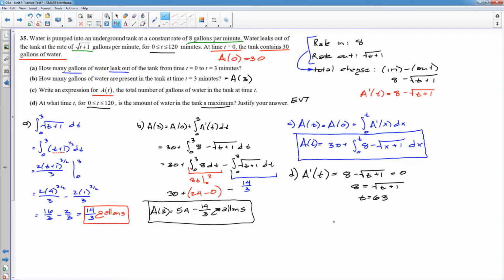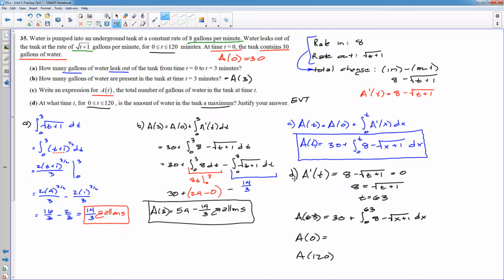critical number. Then once you find the critical number, you need to test the amount of water at the critical number, and you need to find the amount of water at the two endpoints, which are 0 and 120. And we can do that by plugging into my function right here for A of t. A of 63 is going to be 30 plus the area from 0 to 63 of 8 minus the square root of x plus 1 dx.